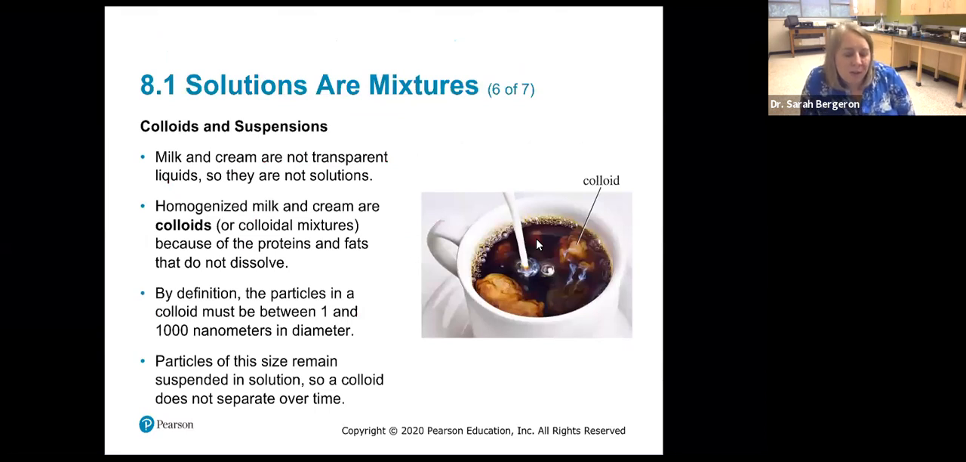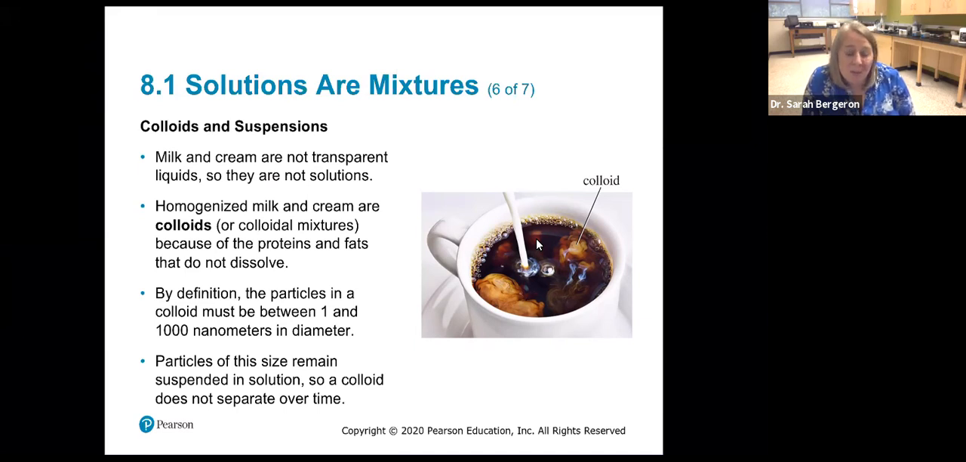So there are some other things that can happen when you mix substances together, and they're not solutions. They are colloids or suspensions. So if you take, for example, milk. Milk is a liquid, right? So it's got water in it, but it's not transparent. You can't see through your milk. So it's not a solution.